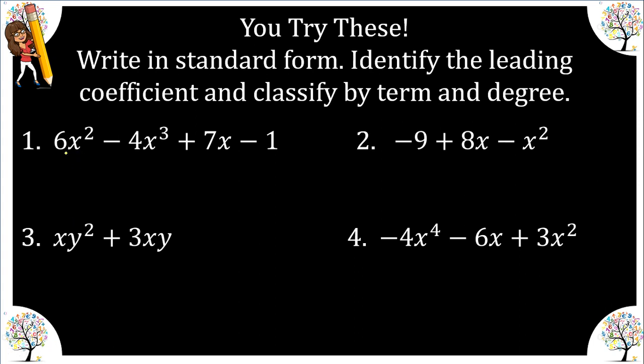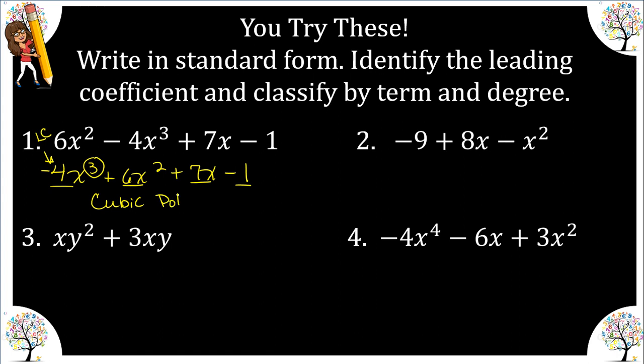Okay, number 1. Is there anything to combine here? Nope, no like terms. So now we're going to rearrange and we're going to put it in standard form, -4x to the third plus 6x squared plus 7x minus 1. Now let's identify the leading coefficient. The leading coefficient is -4. And now classify by term and degree. So how many terms do we have? We have 1, 2, 3, 4. So when you have more than 3 terms, we just call it a polynomial. And then my highest degree is a 3. So that is a cubic polynomial.